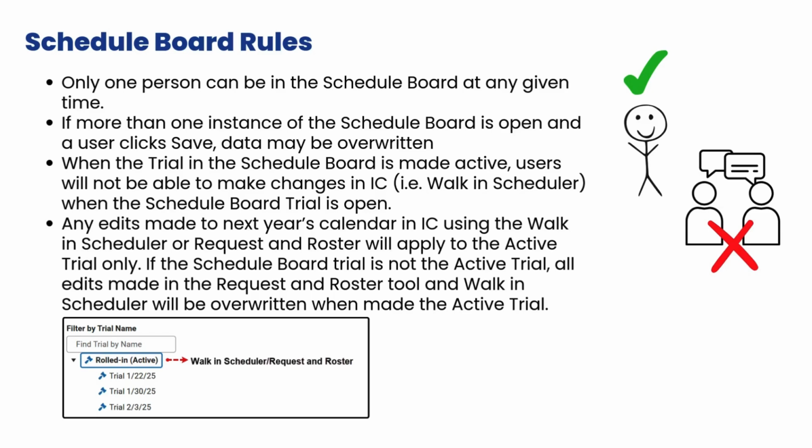This is similar to two people editing the same document simultaneously where one person's changes are saved. This also means that if the trial you are using in the schedule board is the active trial, all teachers and end users will see any updates you make. To avoid this, make another trial active while working in the schedule board.